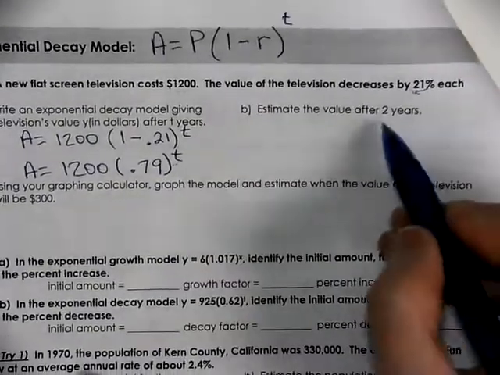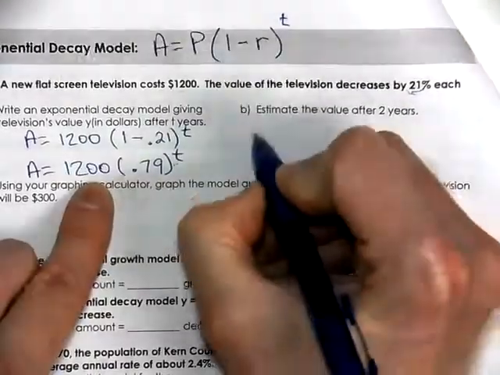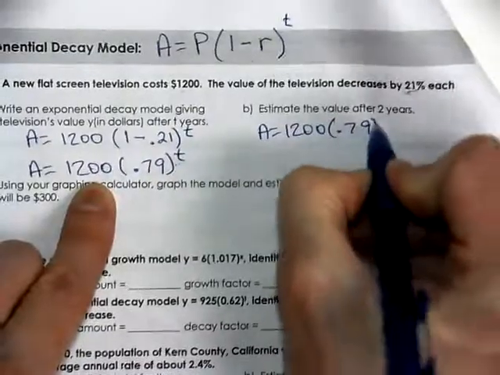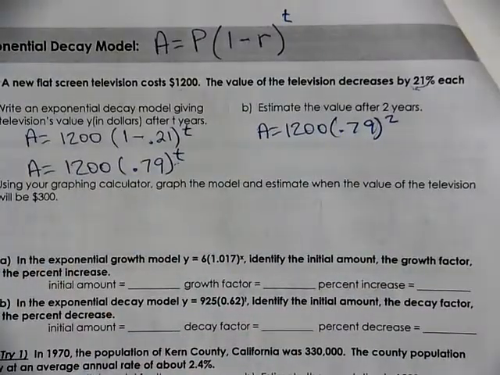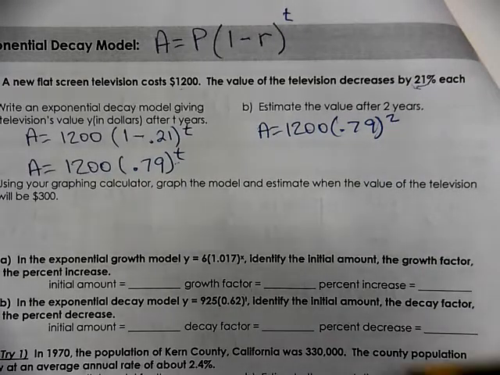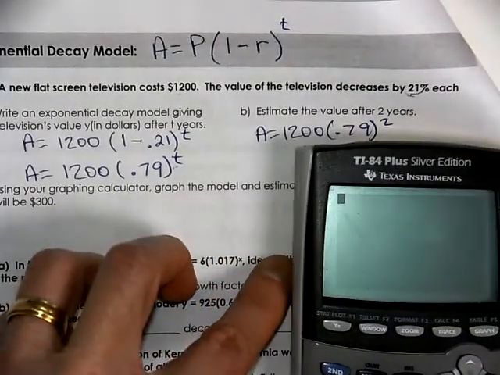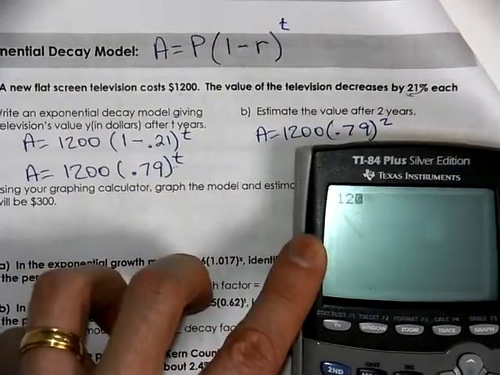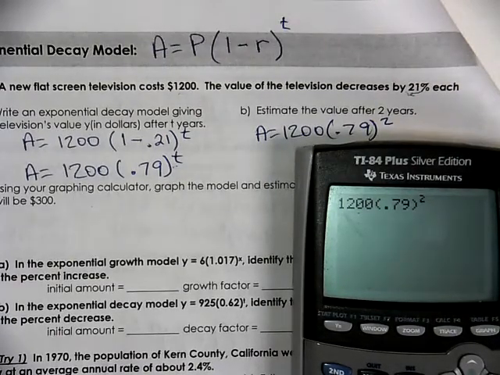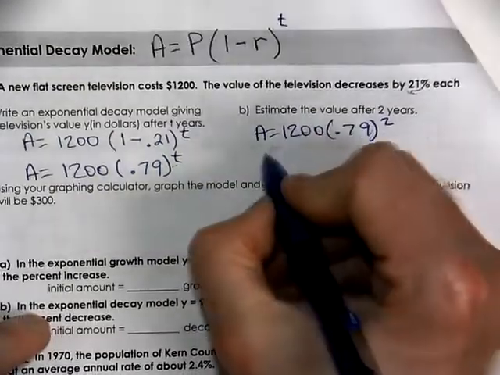So if we want to know how much our television was worth after 2 years, we would plug a 2 into our equation for the number of years. So 1200 times 0.79 to the second power, your television would be worth $748.92.